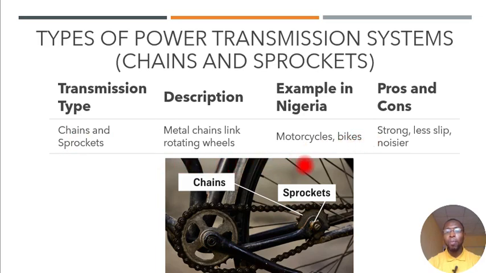This transmission type is strong. It does not easily slip, unlike the belt that easily slips off the pulley. For chains, because of the high friction on the chain, it does not easily slip off the sprocket. So this is another means by which we transmit power.